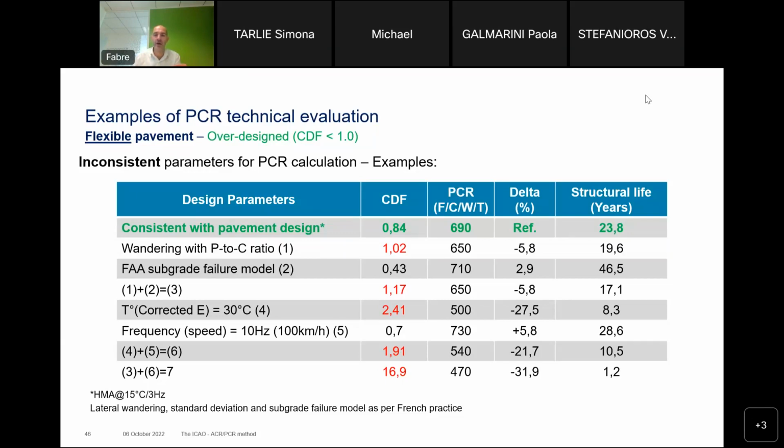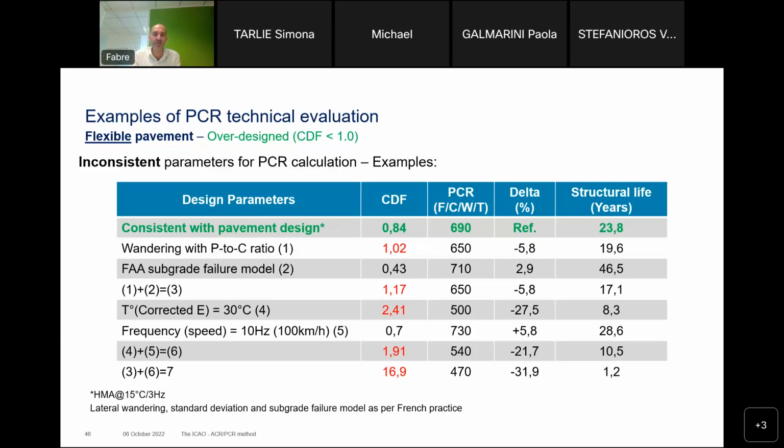So I spoke about the effective E-modulus, which can be adjusted according to the temperature and also the aircraft speed. So in our case with the taxiway, the pavement was designed with the E-modulus at 15 degrees Celsius. If I modified the modulus according to a higher temperature, so let's say 30 degrees Celsius, and this is the only change compared to the initial calculation in green, then the CDF increased significantly to 2.41. Obviously, with this higher CDF, your PCR value is significantly decreased to 500, and the theoretical structural life is also less than half of the initial pavement design life.